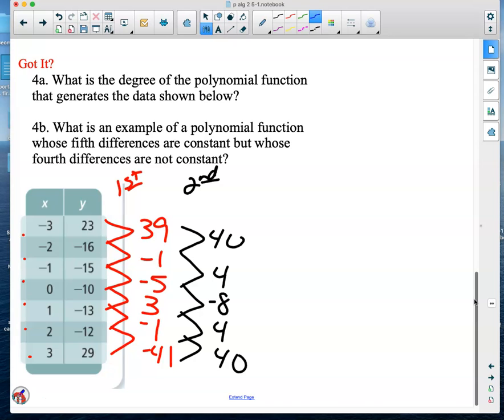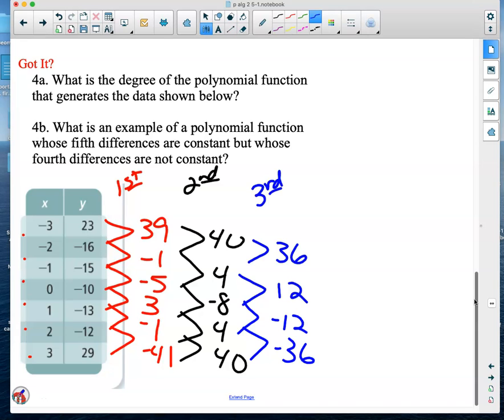So 40 minus 4, 36. 4 minus a negative 8 is 4 plus 8, which is 12. Negative 8 minus 4, negative 12. 4 minus 40, negative 36. It's not a third difference either. They're not the same number yet. Let's try again.